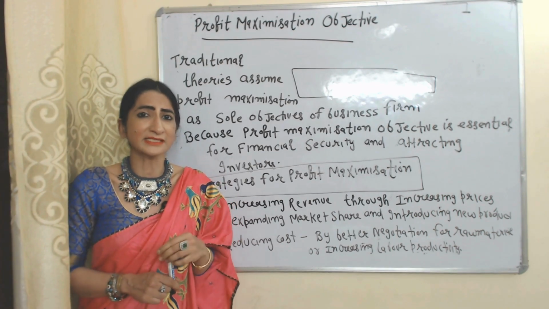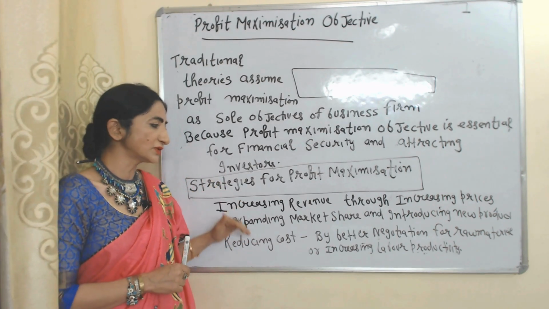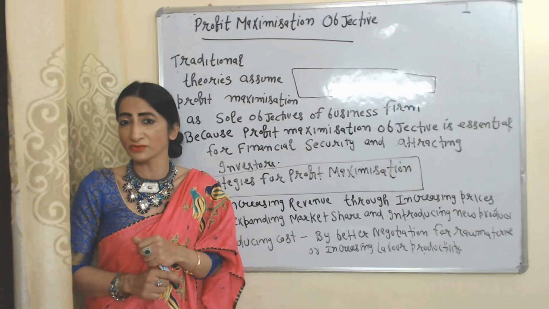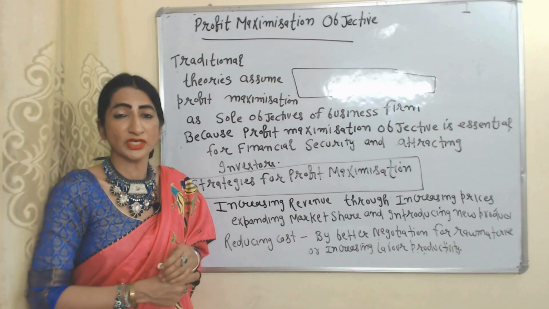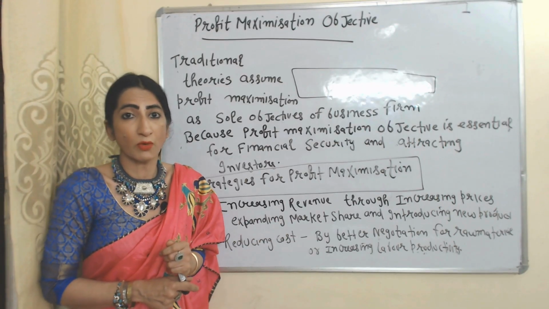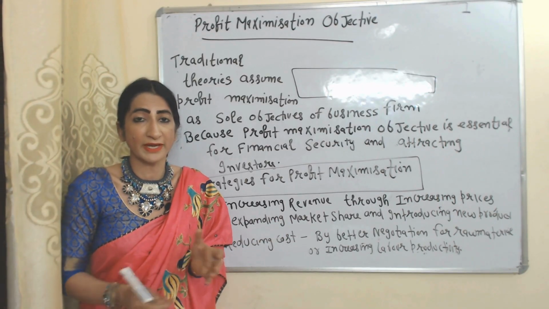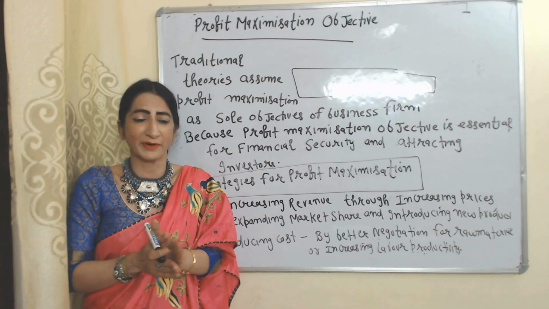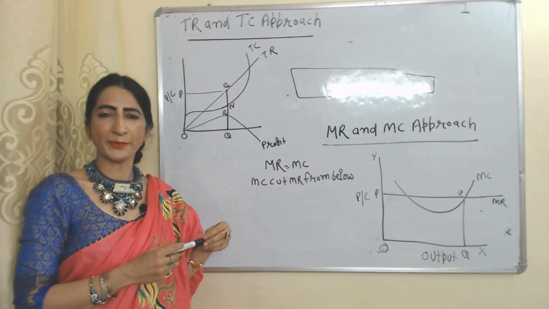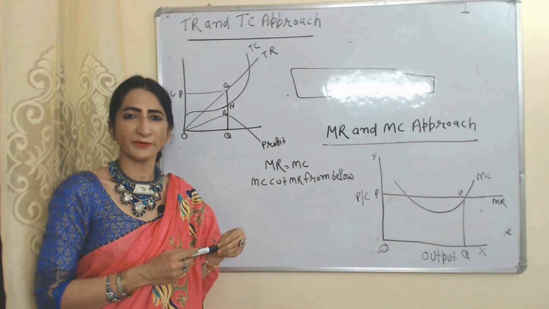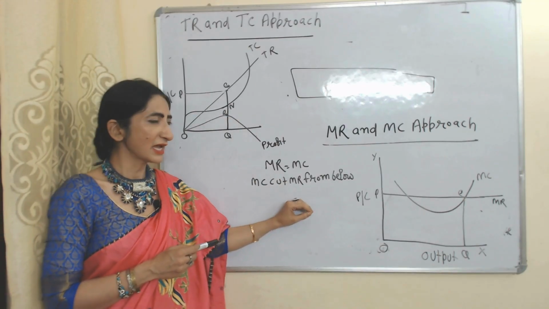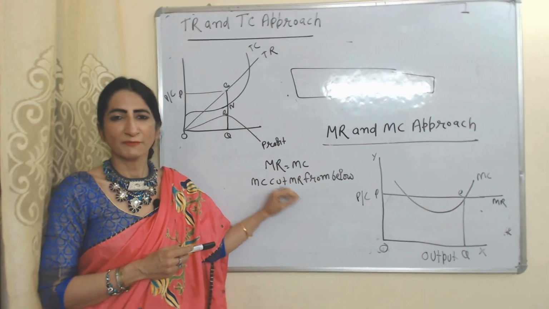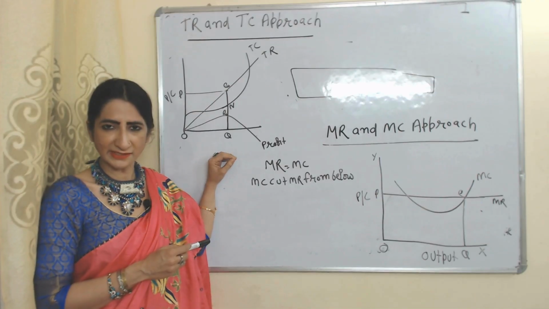market. Second strategy of increasing profit is reducing cost. But how can we reduce cost? Obviously, we can reduce cost by better negotiation for raw material, or we can also reduce our cost by increasing productivity of our labor. There are two approaches in order to see profit maximization, price and output: TR and TC approach, MR and MC approach. First of all, we will see TR and TC approach.